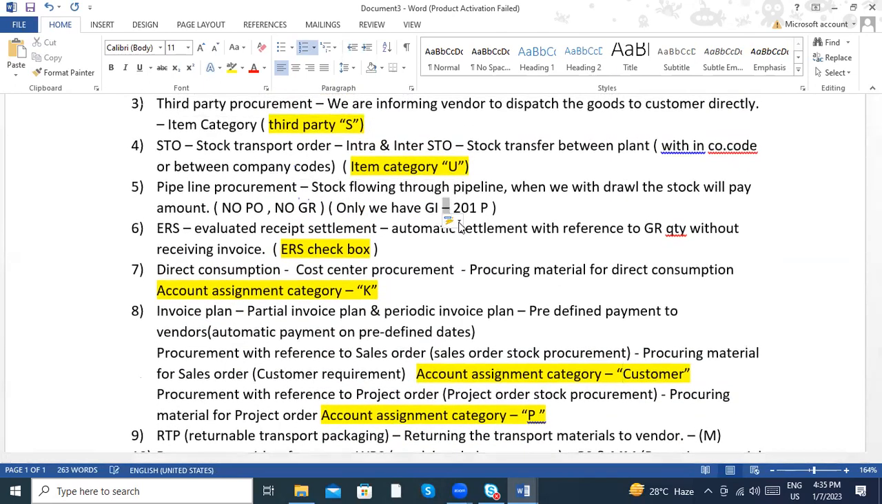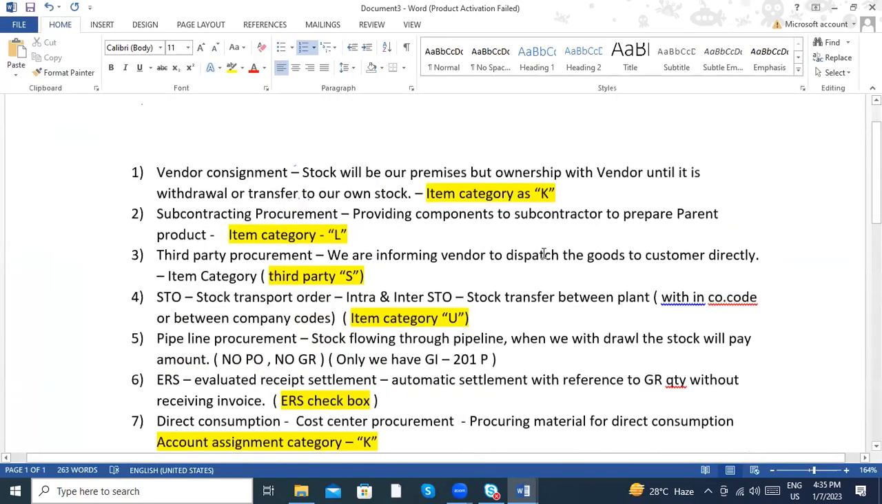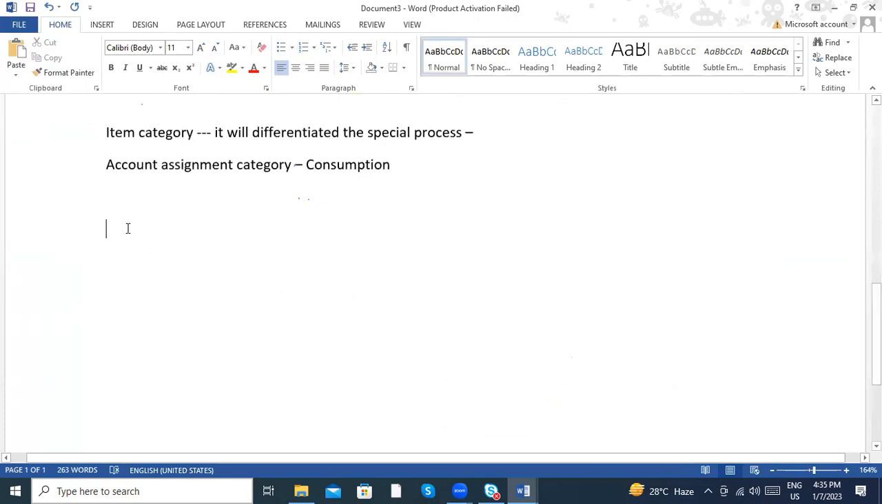Now, whatever we discussed as of now is kind of the business process and economic consumption related. Now, coming to master data. So, what do you mean by master data? Master data is nothing but a one-time record.